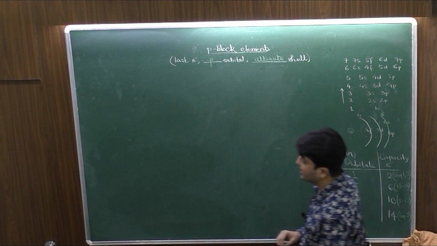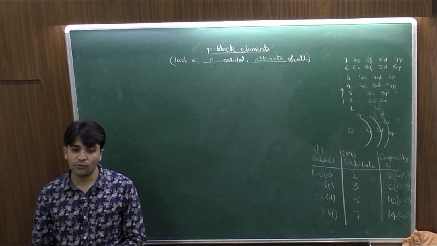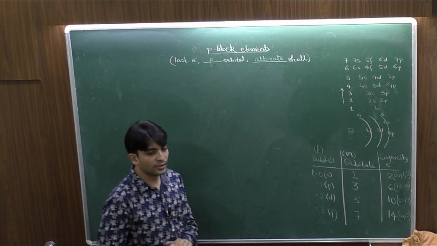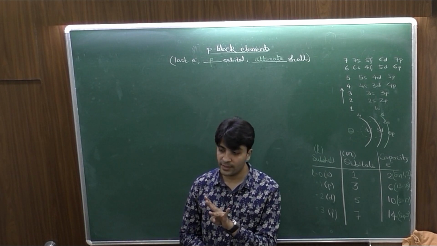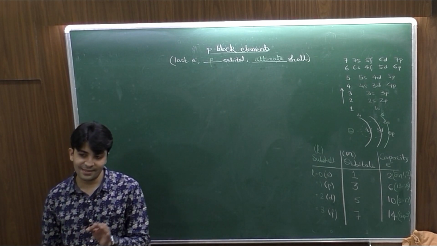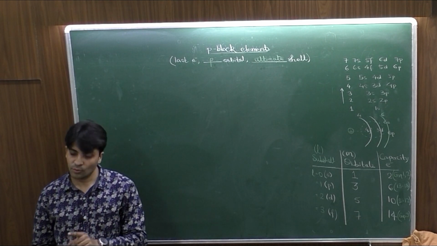Okay? Now in P block elements we have 6 groups, out of which the 13th and 14th groups were part of the 11th syllabus, and in the 12th syllabus we are going to discuss the remaining 4 groups, that is 15, 16, 17 and 18. And remember, if you understand group 15, then 16, 17, 18 would be very easy. Vice versa, if you don't understand group 15, forget this chapter.